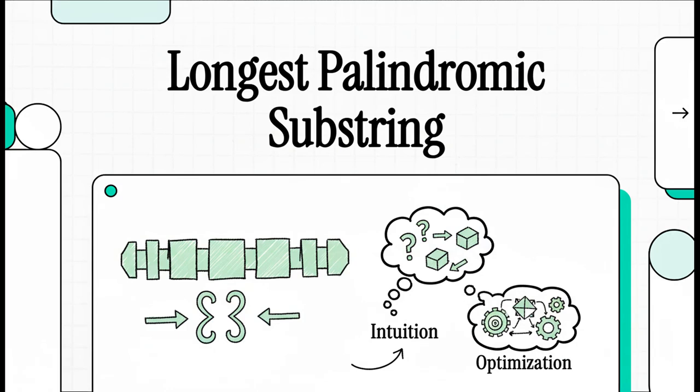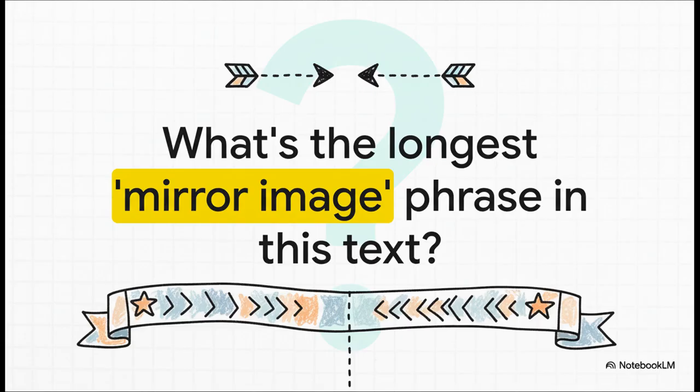All right, today we're jumping into a real classic, a problem that's a staple of coding interviews, finding the longest palindromic substring. It's a fantastic problem because it really shows off your thinking process. We're going to go on a little journey, starting with a simple, intuitive idea and then leveling up to a solution that is just, well, it's brilliant. Let's get into it.